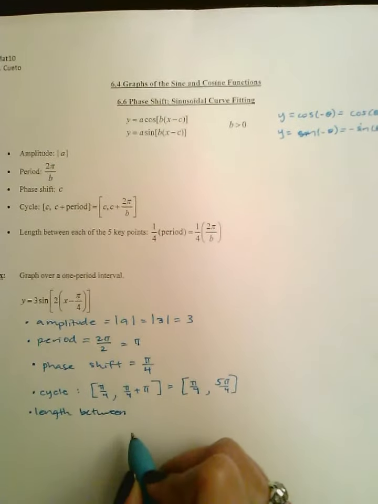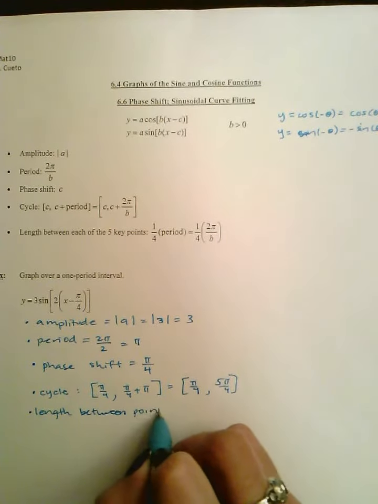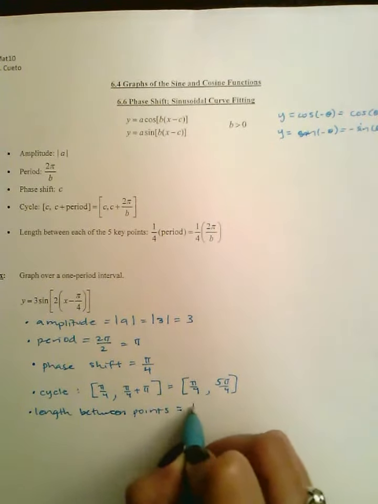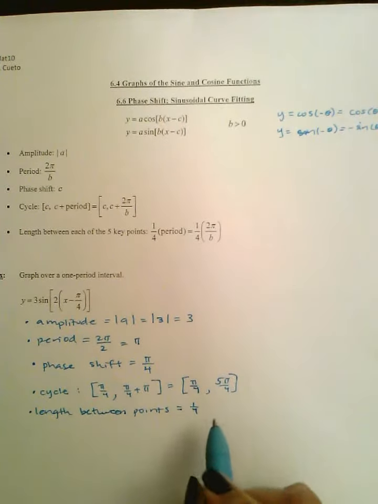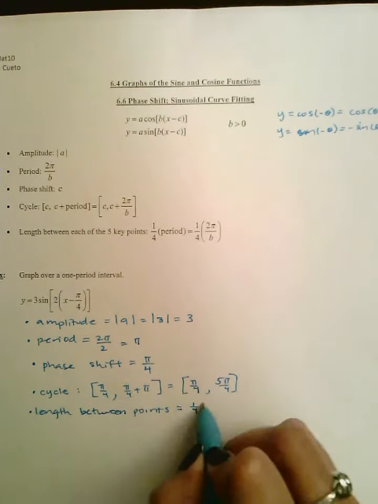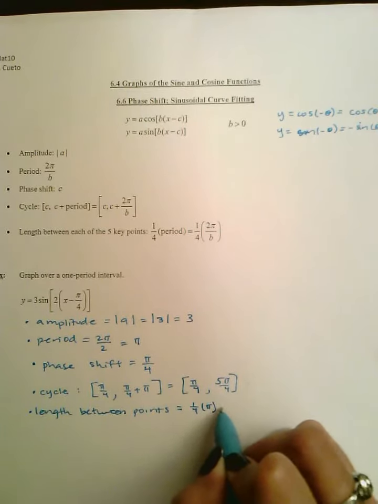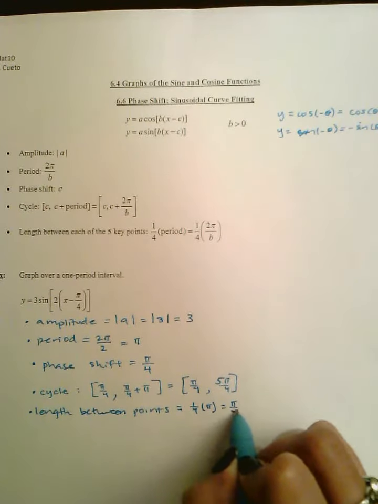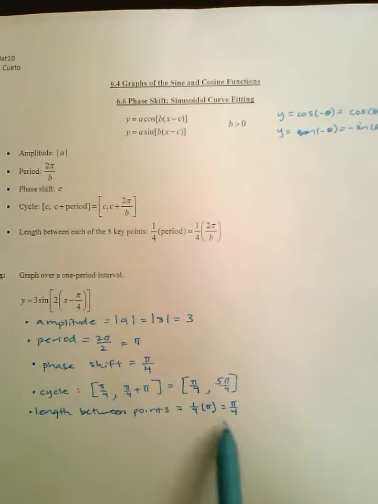So the length between the points is going to be equal to 1/4 of the period. We said the period is equal to pi, so 1/4 times pi is equal to pi over 4. So this is telling me the distance between each of my points.